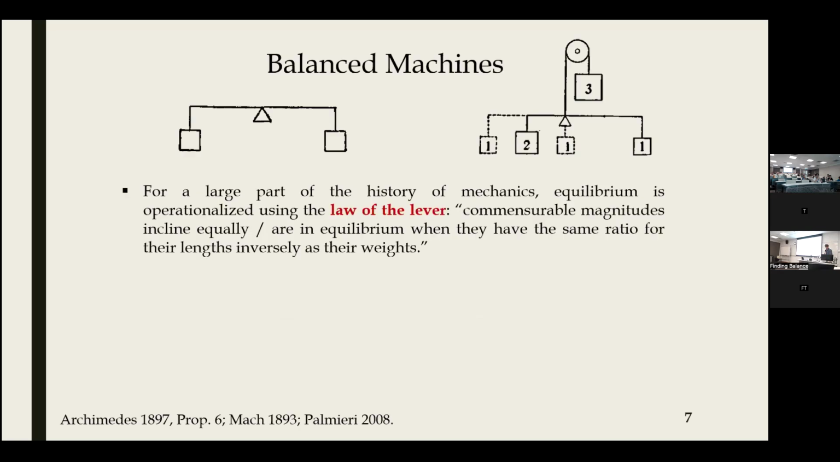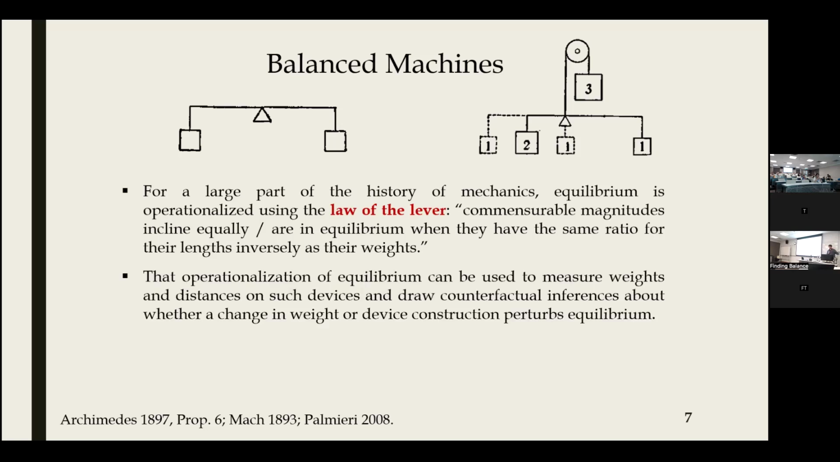Okay, let's start. So for a large part of the history of mechanics, maybe leaving aside Aristotle and Plato, the main principle by which equilibrium has been operationalized is the law of the balance or lever, which, and this is a quote from the standard translation that we already heard, according to which commensurate magnitudes incline equally, hence are in equilibrium, when they have the same ratio for the length inversely as their weights. You can, of course, describe the simple fulcrum balance with that, but also more complicated versions where you substitute individual weights by further balances and so on and so forth.